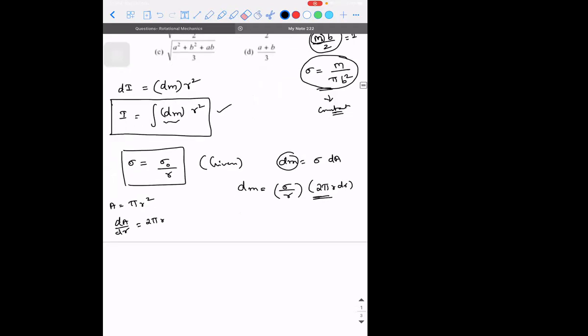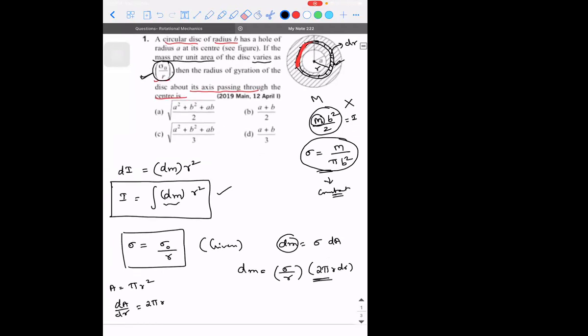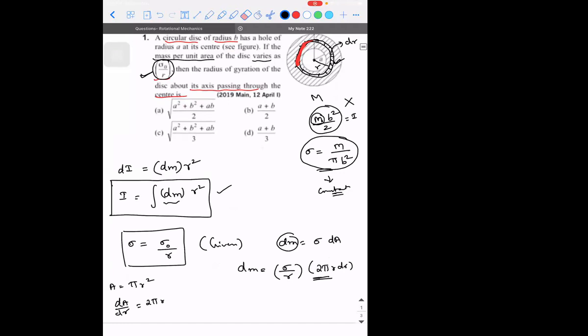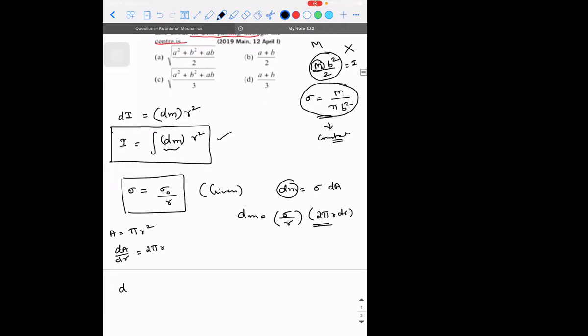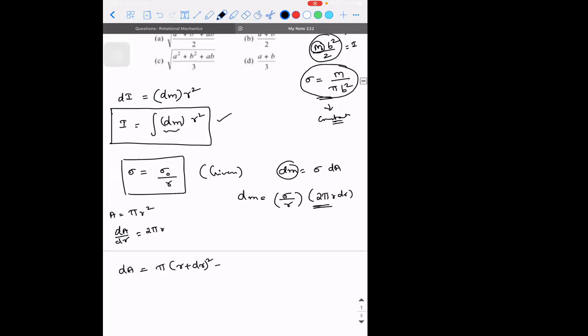The other way to find it is, see, what is the area between two concentric circles? If you look at it, the outer portion is there, right? What will be the radius of the outer portion? It will be r plus dr, the whole square, minus the area of the inner portion. Area of the inner portion is pi r square. This will be pi into r square plus dr square plus 2r dr, minus pi r square.